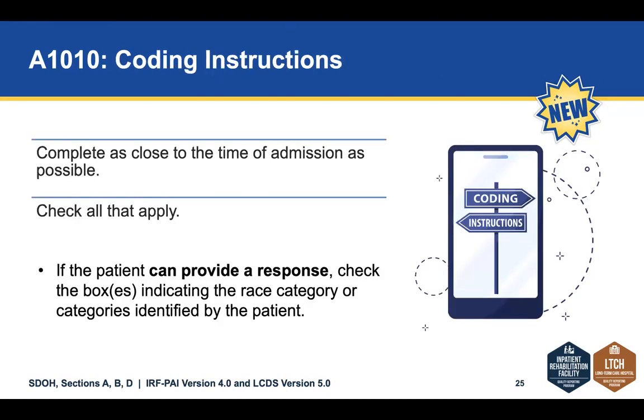Coding instructions for the race data element are similar to the ethnicity data element in that this data element is completed on admission as close to the time of admission as possible. And again, it is a check all that apply data element. If the patient can provide a response, the assessor would check the appropriate box or boxes in the race category or categories identified by the patient.